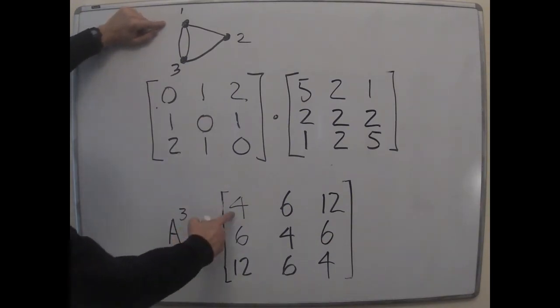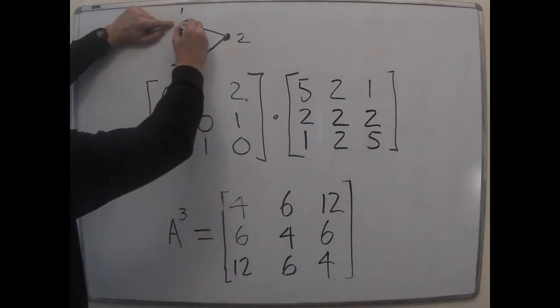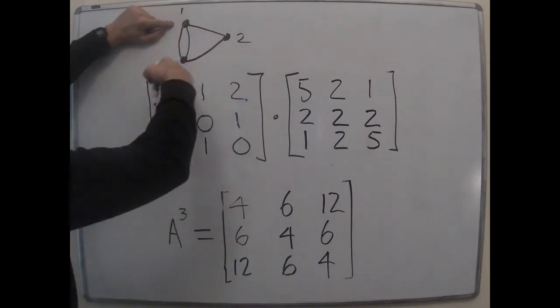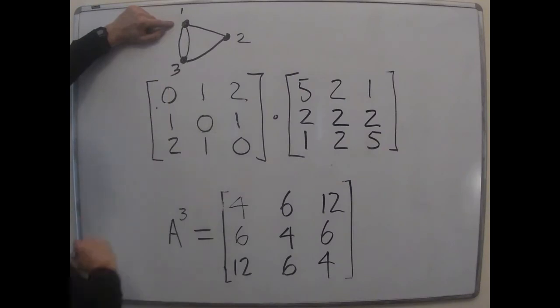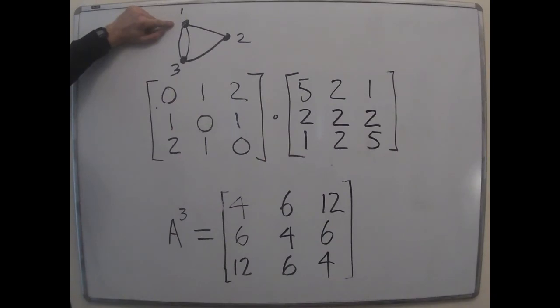So for instance, this 4 tells me there are 4 different ways to take a walk of length 3 that comes from 1 and returns back to 1. One of them, for instance, is go over to 2, come down to 3, and come back to 1. In fact, you can do that in two different ways. 1 to 2 to 3, and then 2 choices for how to get back to 1. So that's 2 of them, but there's 4. What are the other ones?